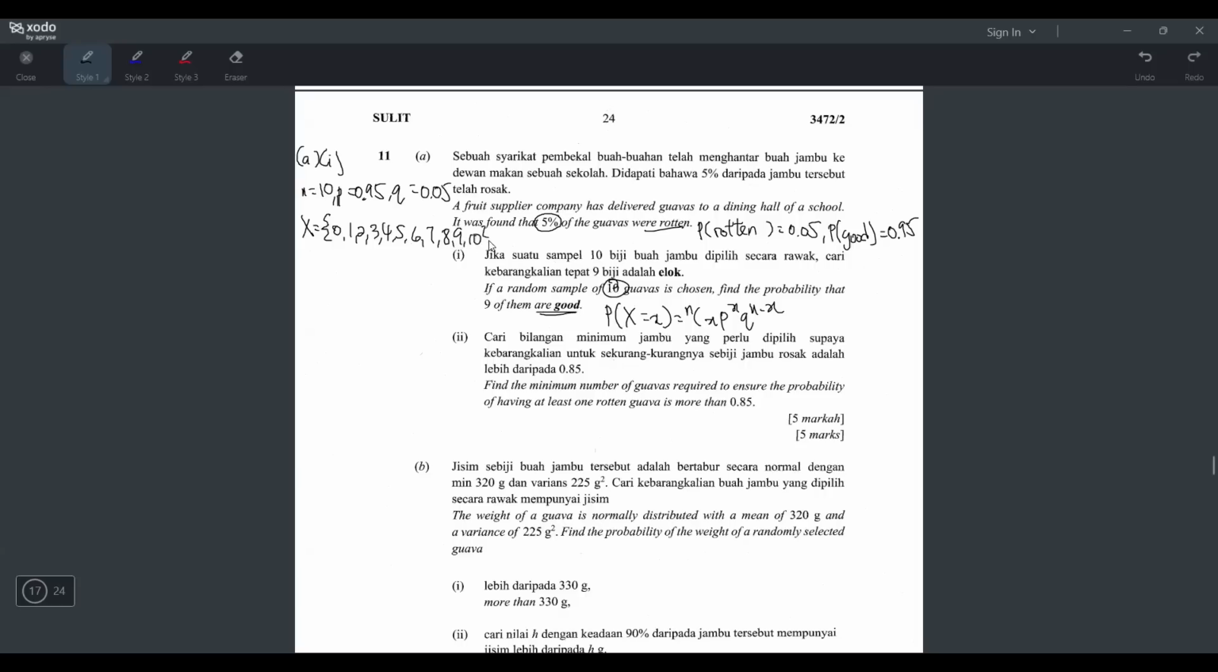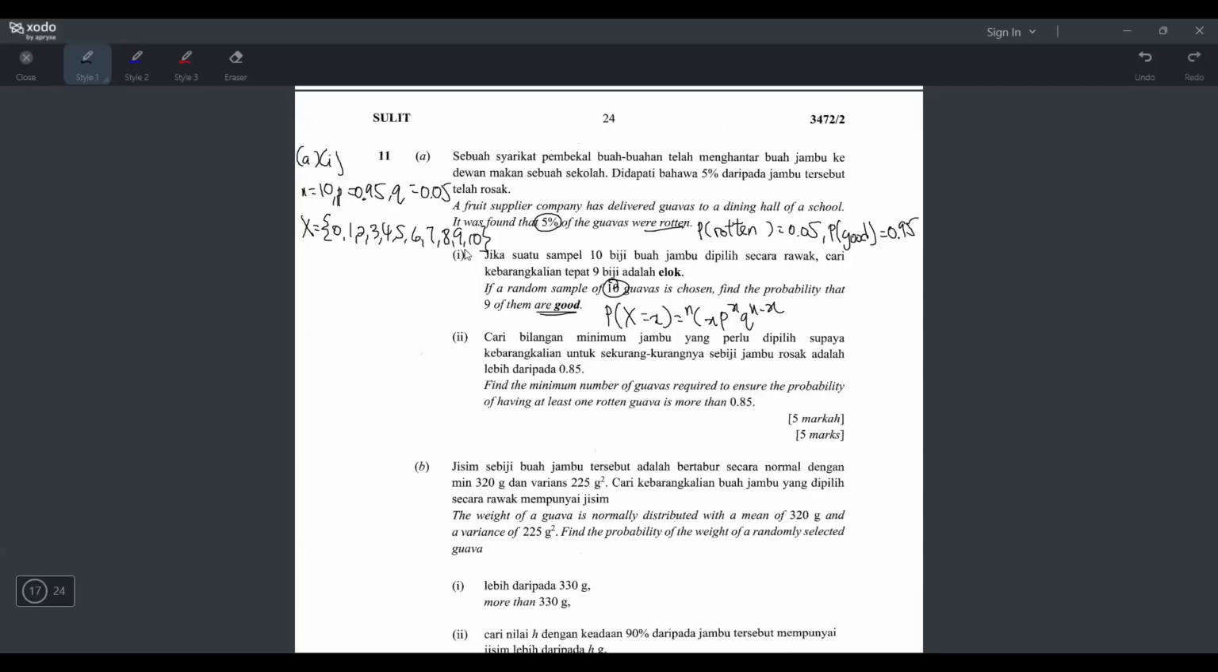Okay, what's the meaning? What are all these? It means out of 10 guava, maybe 0 success. It means 0 good. Good means success. Or out of 10 guava, only one is good. Or 2 good, or 3 good, 4 good, 5 good. What's the meaning of 10? It means out of the 10 guava, 10 are success. 10 of them are good.